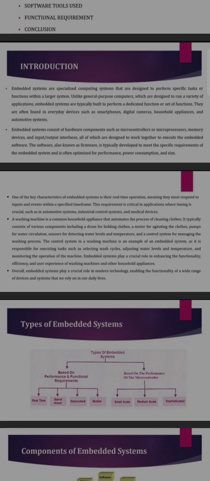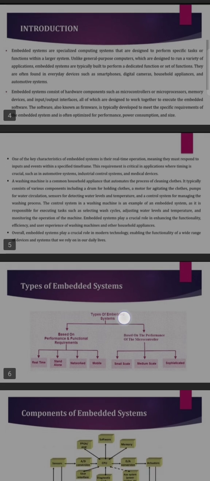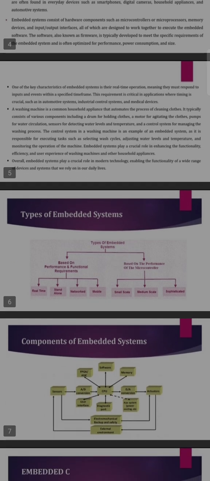The software, also known as firmware, is typically developed to meet the specific requirements of the embedded system and is often optimized for performance, power consumption, and size. One of the key characteristics of embedded systems is their real-time operation, meaning they must respond to inputs and events within a specified time frame. This requirement is critical in applications where timing is crucial, such as automotive systems, industrial control systems, and medical devices.